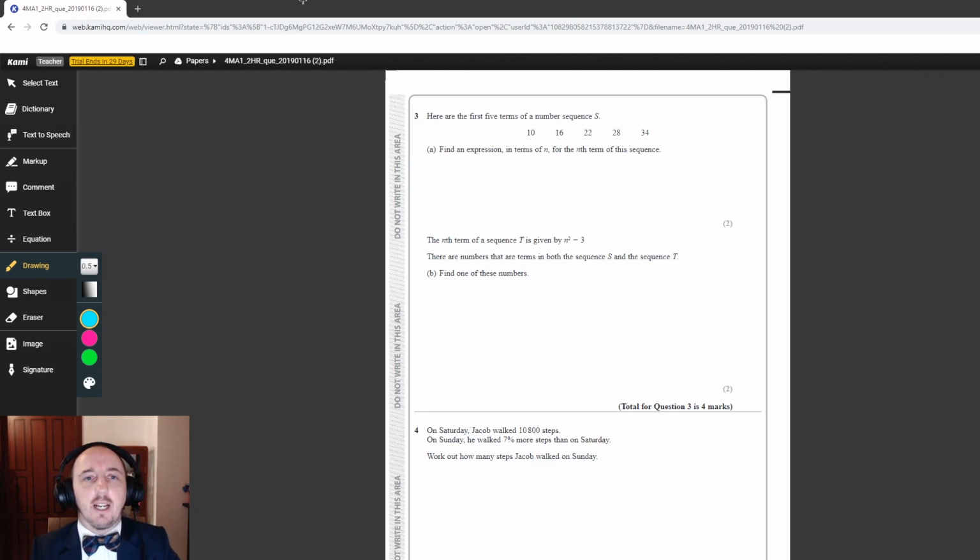Question 3, we have a sequence here which is going up by 6 each time, so we're going to go 6n, and if we write our n row here, 2, 3, 4, and 6n is 6, 12, 18, 24, we just have to work out how much we go up by to go from 12 to 16 or 18 to 22, so that's plus 4.